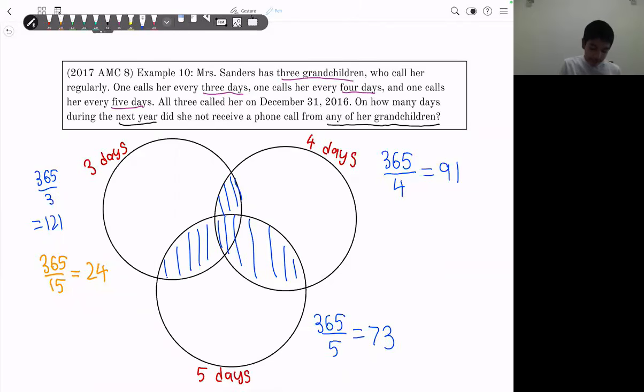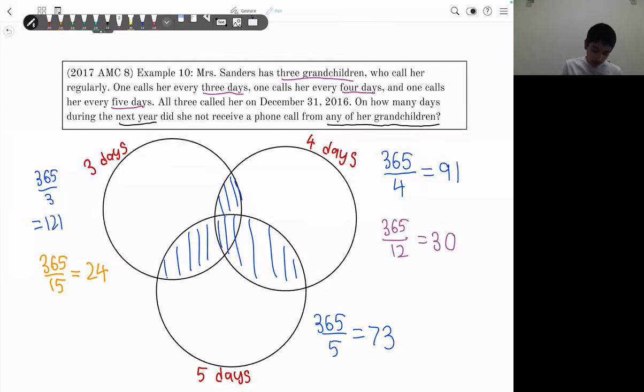And now every 3 days and every 4 days, same thing as you do for the 3 and 5. Every third day and fourth day that the grandchild calls, this will be every 12th day instead. So this will be 365, since that's the number of days in 2017, divided by 12, because every 12th day she's called by both the grandchild who calls every 3 and every 4 days. And this will just be 30.